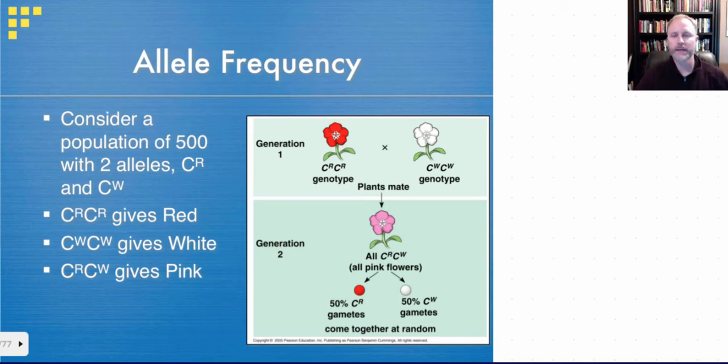So if we look at the idea of allele frequency, consider a population of organisms that numbers, say, 500. Then we would have 1,000 alleles, because each organism has two homologous chromosomes and therefore two alleles at each locus. For instance, say we've got these two alleles, big C^R and big C^W. R stands for red and W stands for white. If we have C^R C^R, we've got red, C^W C^W, we've got white, and C^R C^W, we would have pink.